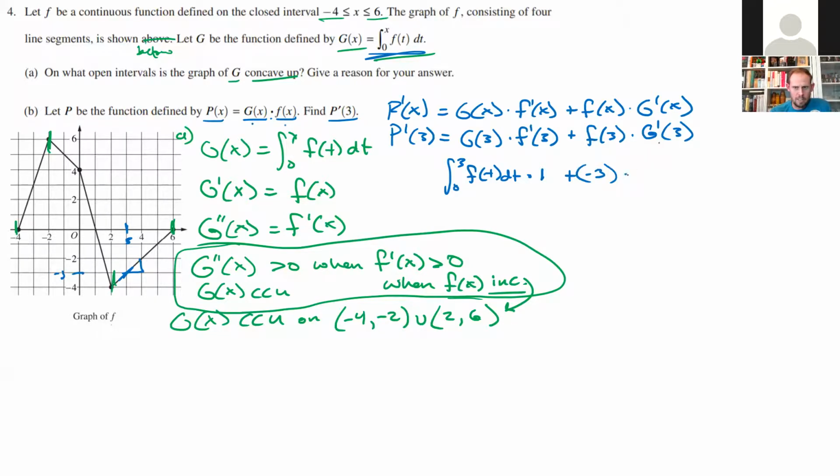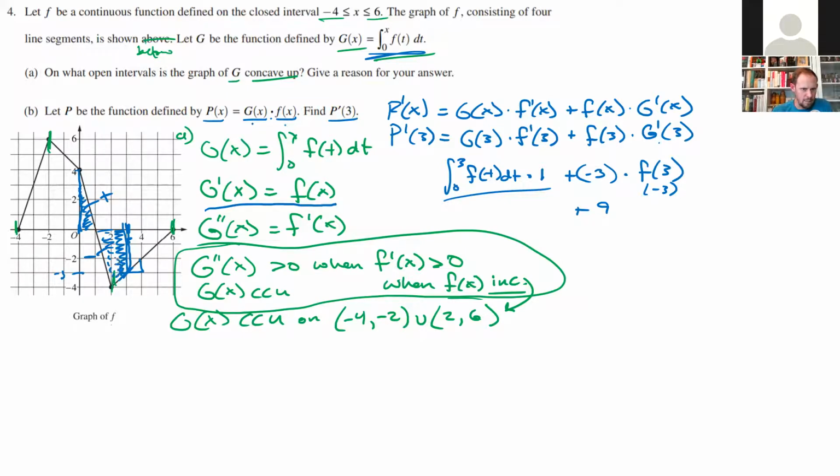G prime of 3, well, we've said g prime is just f. So that's going to be f of 3, which is already what we said was -3. So that's just 9. So we're adding 9 to the integral from 0 to 3. So from 0 to 3, what is the area under the curve? That's kind of nasty. So we've got this triangle here that's positive. We've got this triangle here that's negative. This goes up 4, this goes down 4. These two are going to cancel each other out because this is positive, this is negative, and they're the same shape. So really, we're just getting this little part right here.